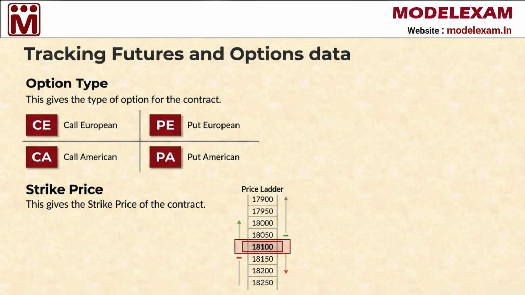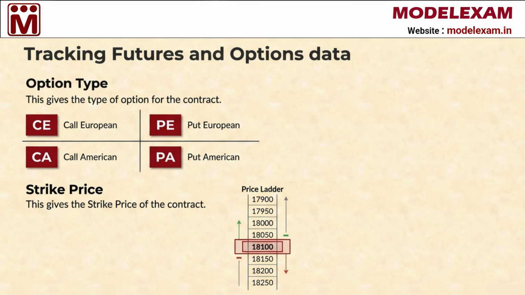Next, we look at the option type and the strike price. The option type tells you exactly what kind of contract you are dealing with, such as a call European or a put European. You might see these written as CE or PE. We also track the strike price, which is the specific price set for the contract. You can visualize this like a price ladder showing various price levels like 18,100 or 18,150, which traders use to make their decisions.